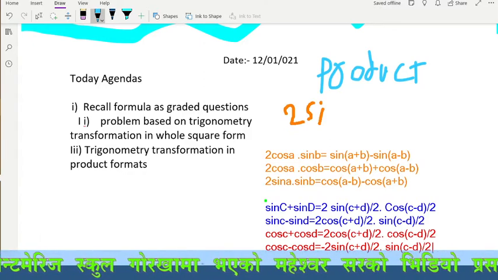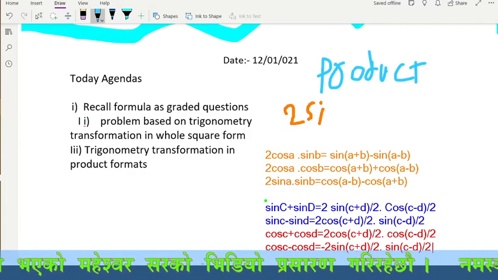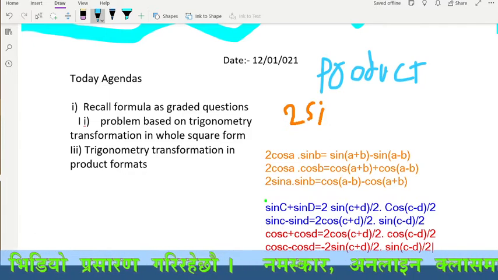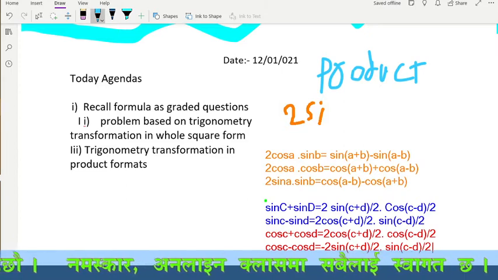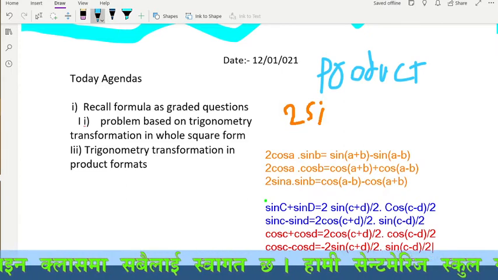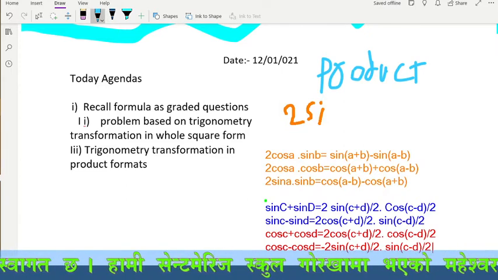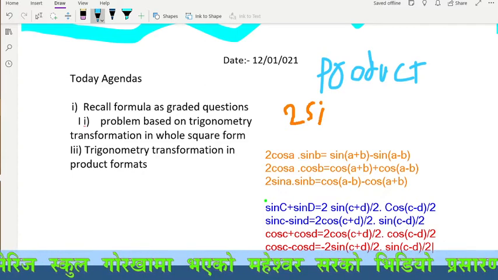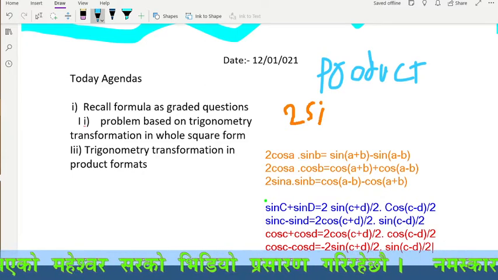Second agenda is our problem based on trigonometrical transformation in whole square format. Whole square format means what? There will be, suppose, (sin 30 plus sin 20) whole square, or suppose (cos A plus cos B) whole square. So like this, whole square format.